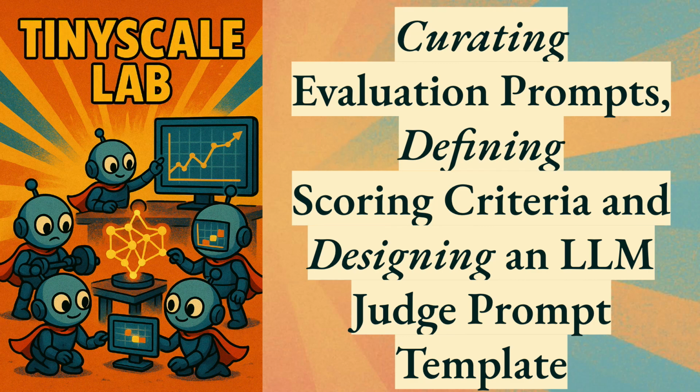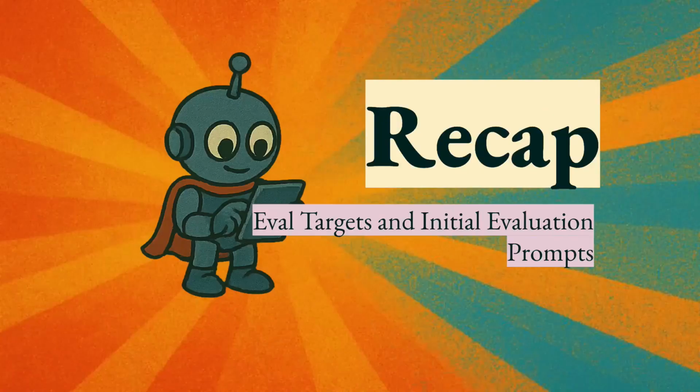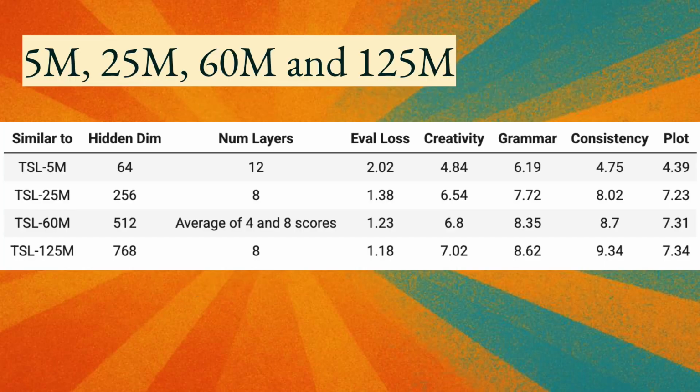So I'm going to walk through my process for the initial steps I've taken for the TinyScaleLab project for these efforts. First, I'm going to do a quick recap because I have pivoted a bit from what I showed in the last video where I talked about eval targets and initial evaluation prompts. So I had established these eval targets that I think I'll still use for reference. These were taken from Figure 4 of the Tiny Stories paper based on hidden dimension and number of layers. And these are scores out of 10 that they used GPT-4 as the LLM Judge.